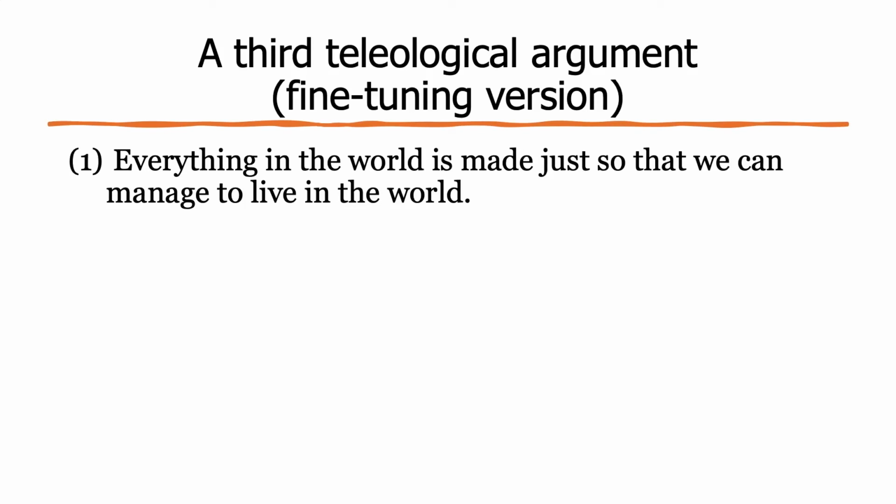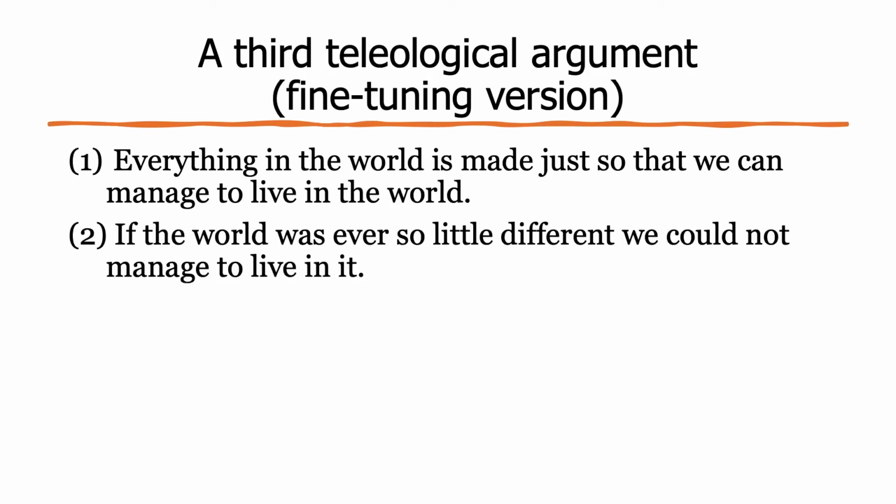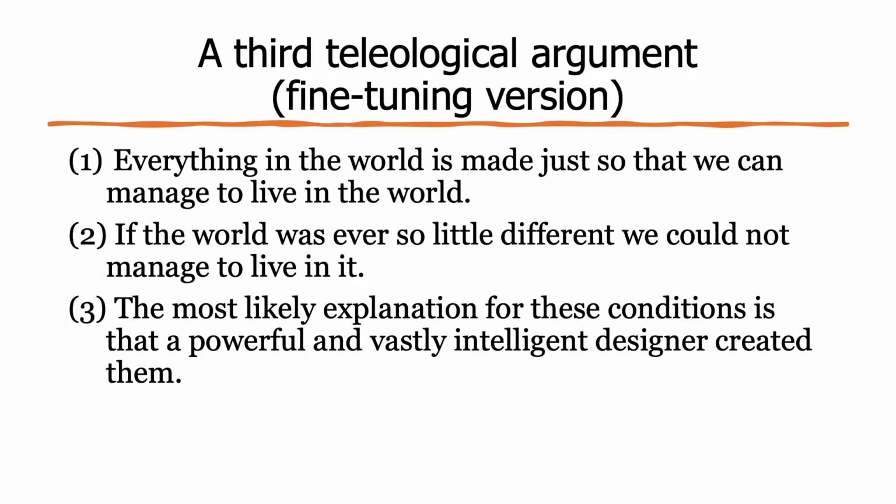Premise 1. Everything in the world is made just so that we can manage to live in the world. Premise 2. If the world was ever so little different, we could not manage to live in it. Premise 3. The most likely explanation for these conditions is that a powerful and vastly intelligent designer created them. Of course, this designer is God.